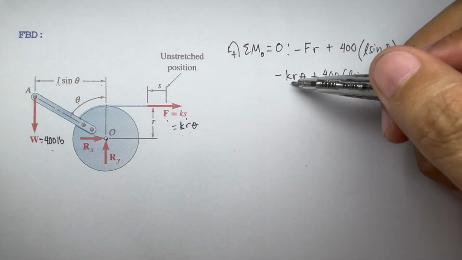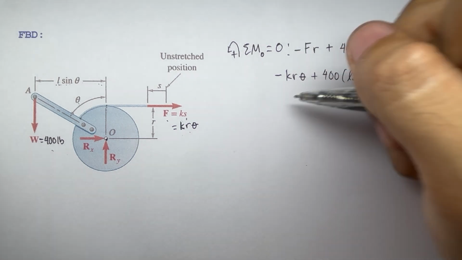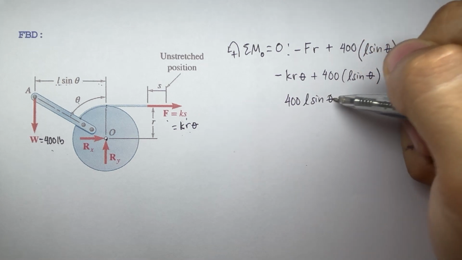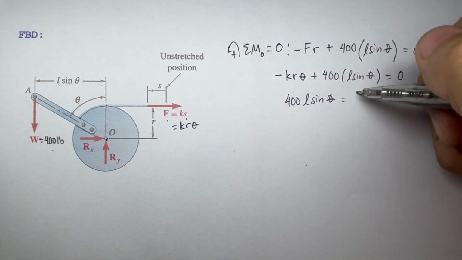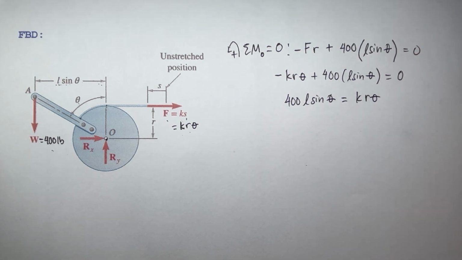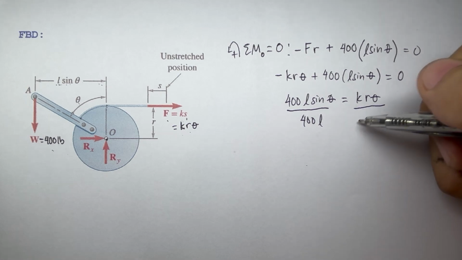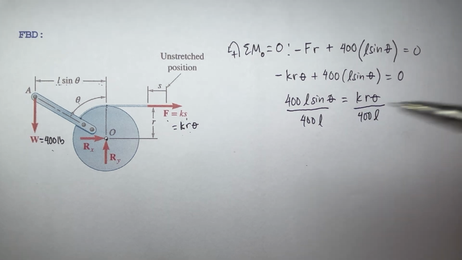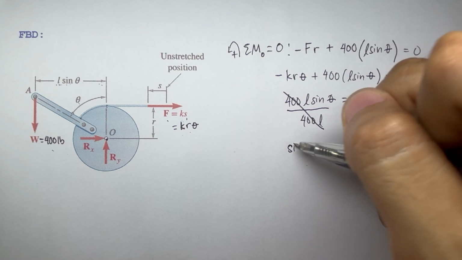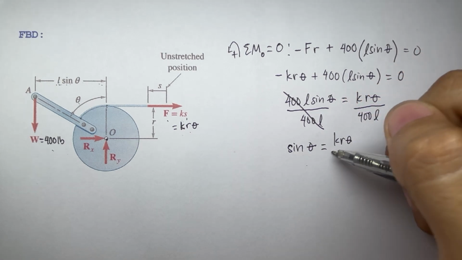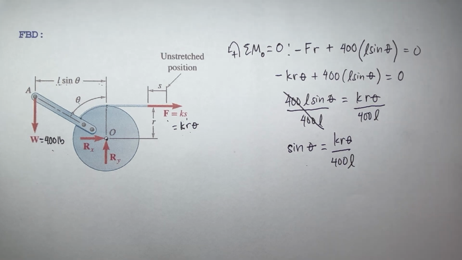Now, if we try to transpose this to the right side, we have here 400 L sine theta is equal to k r theta. So divide both sides by 400L. We have here 400L, so cancel. We have here sine theta is equal to k r theta over 400L.